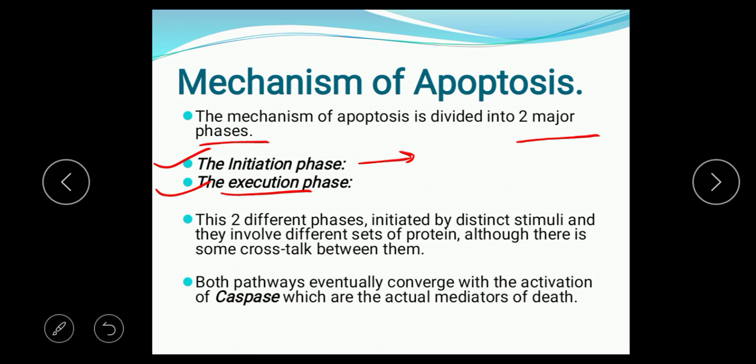These two phases are initiated by distinct stimuli, and they involve different sets of proteins, although there is some crosstalk between them, and we will also discuss the crosstalk between the phases. Both phases eventually converge with the activation of caspases, which are the actual mediators of death. The caspase we are talking about here is caspase 3, guys, the very important death protein. It is only responsible for the disintegration of the cell in the apoptosis process. Now let's move on.